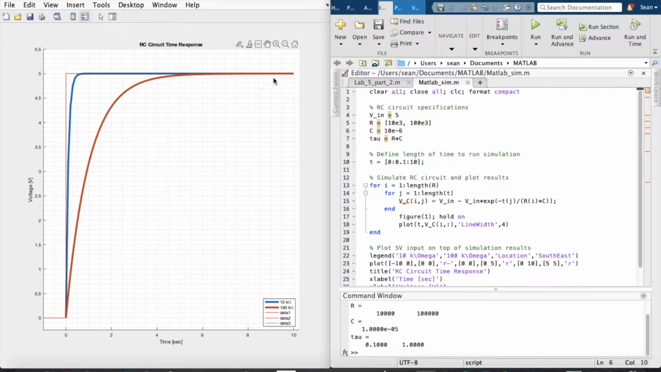What we see as the time increases, the two do meet up at the fully charged 5 volts as time continues and the capacitors become saturated.